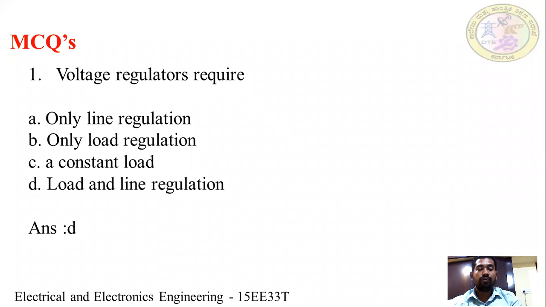Let us move on to MCQs, that is multiple choice questions. The first question is, voltage regulators require which of the following? Option A, only line regulation. Option B, only load regulation. Option C, a constant load. Option D, load and line regulation. The answer is option D, load and line regulation. Voltage regulators require load and line regulation.